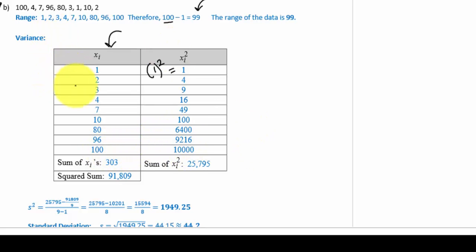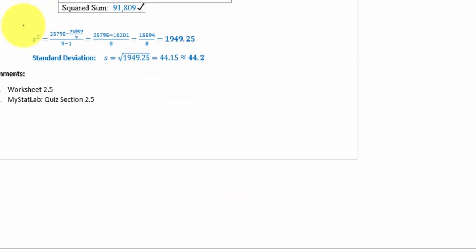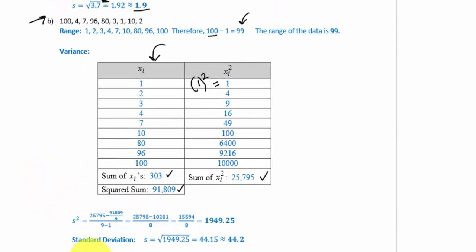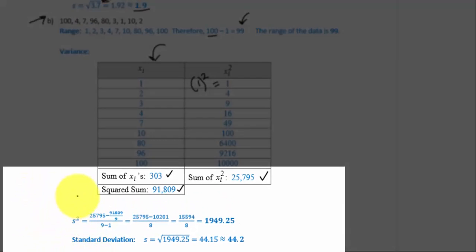I have all of my sums computed, so I'm simply adding 1, 2, 3, and so on down through 100, and I have 303 for that sum of the x values. Once we have the sum of x values, square 303. That is called the squared sum. That makes 91,809. In my x squared column, I'm adding 1, 4, 9 all the way down through 10,000, and that sum of the x squared values is 25,795.